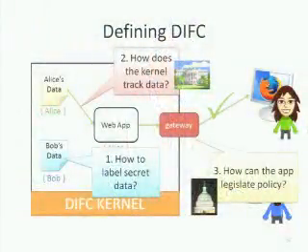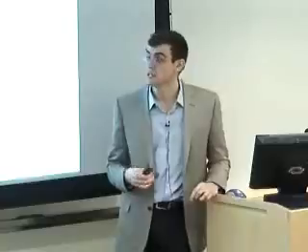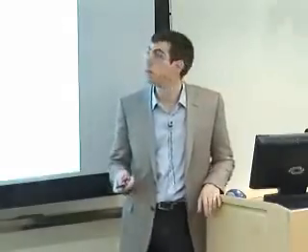Okay, so that's two down. We have how to label secret data, how to track secret data. And the final thing is how processes like the gateway are going to be able to legislate policy. And we could split this into three different sub-bullets. The first is that processes of any sort on the system are going to be allowed to add tags into their secrecy label as they want to. There's going to be no restriction on that. The second is that some processes, or all processes, can allocate tags. And the third is that some processes are going to be able to change their labels by subtracting tags. So we'll hit all three of those now.